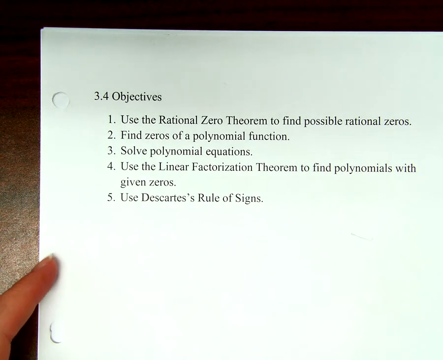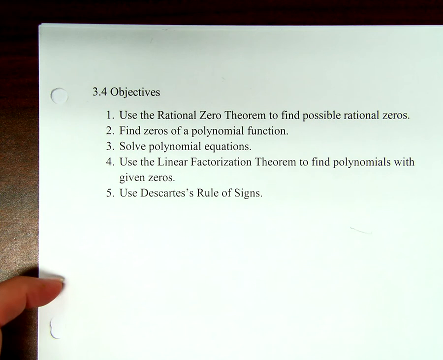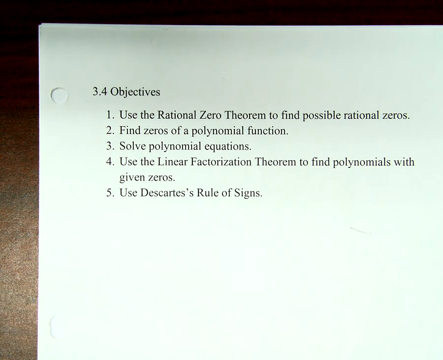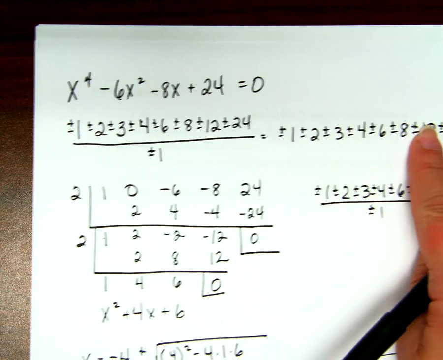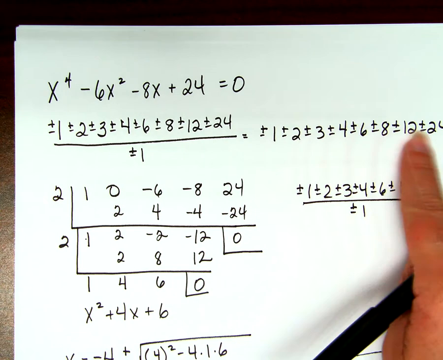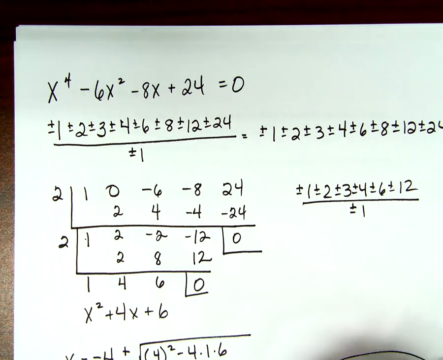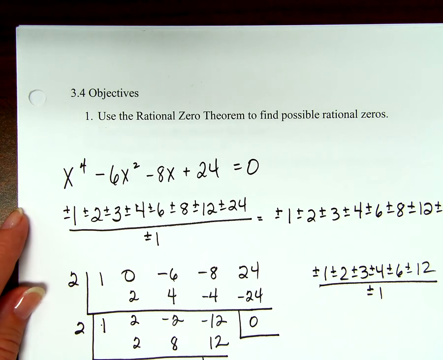What about solving? Okay, so first of all, using the rational root theorem, rational zero theorem, to find possible zeros. So in this first example that we did, that was this top part only. That's the rational zero theorem. What are the possible zeros, rational zeros I should say, for this particular function?